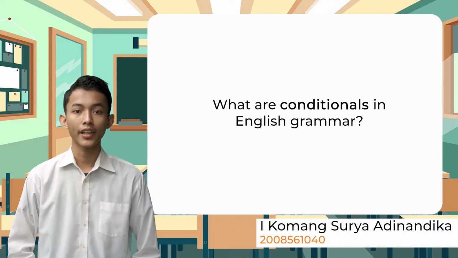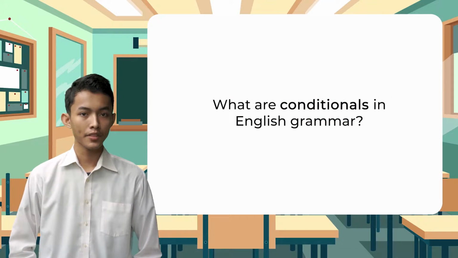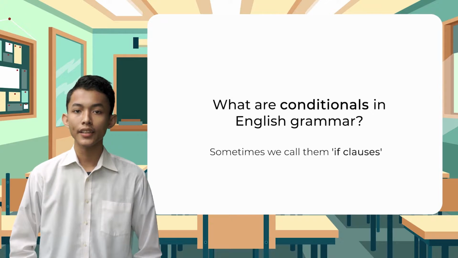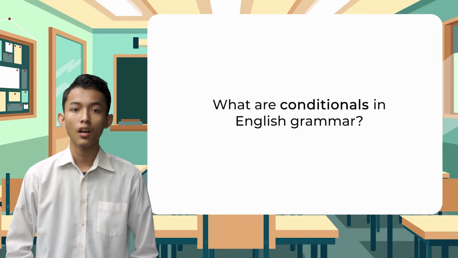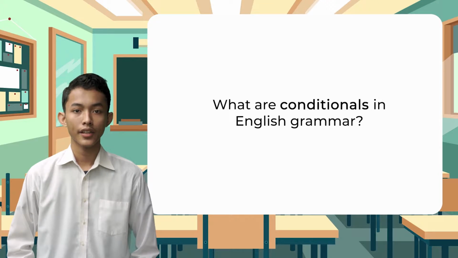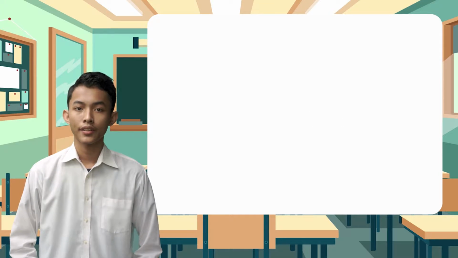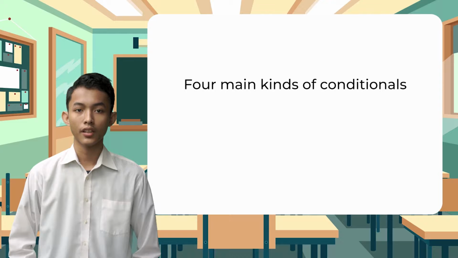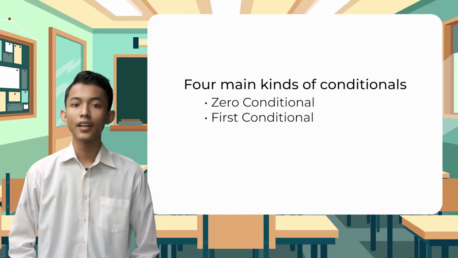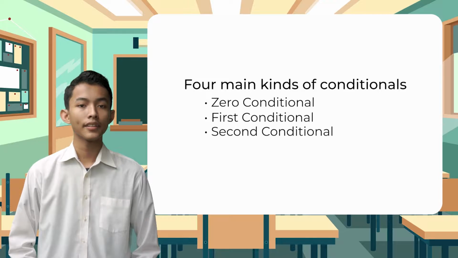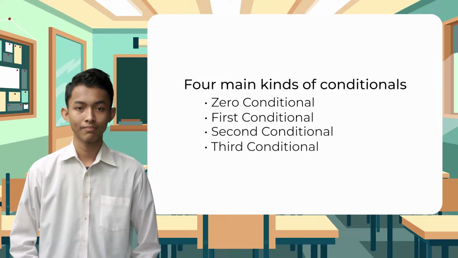What are conditionals in English grammar? Sometimes we call them if clauses. They describe the result of something that might happen in the present or future, or might have happened but didn't in the past. There are four main kinds of conditional, that is, the zero conditional, first conditional, second conditional, and third conditional.